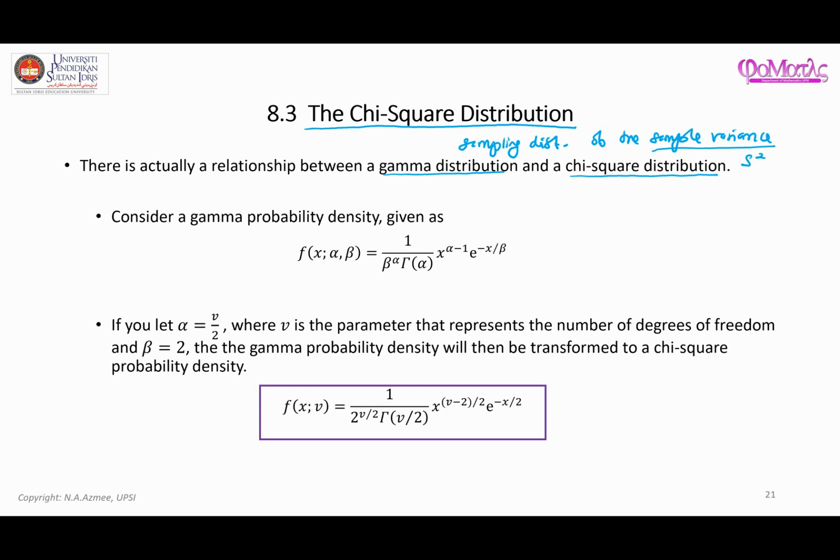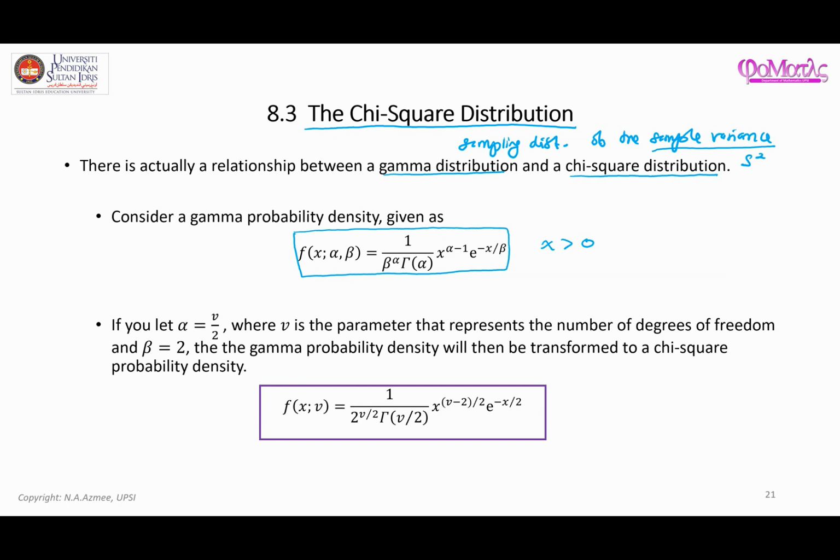Well, if you have a gamma distribution, the probability density function is given by this function right here. And this is supported for x greater than 0. This is something that you have seen in the examples of continuous probability distributions, yes?